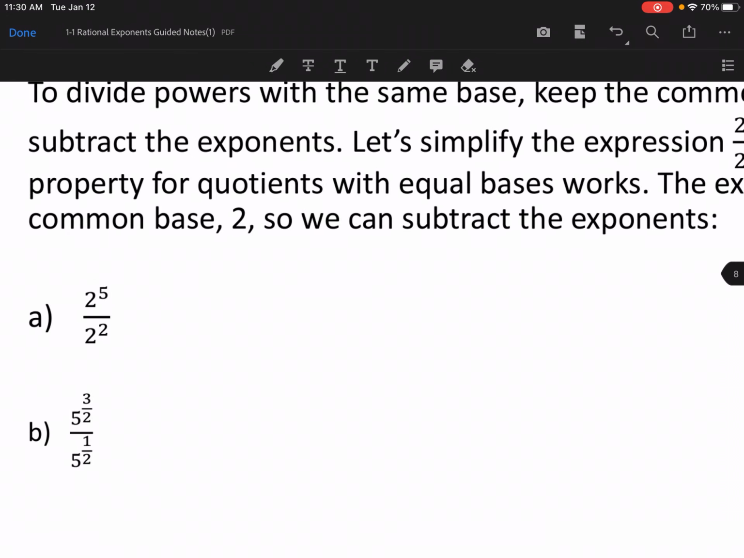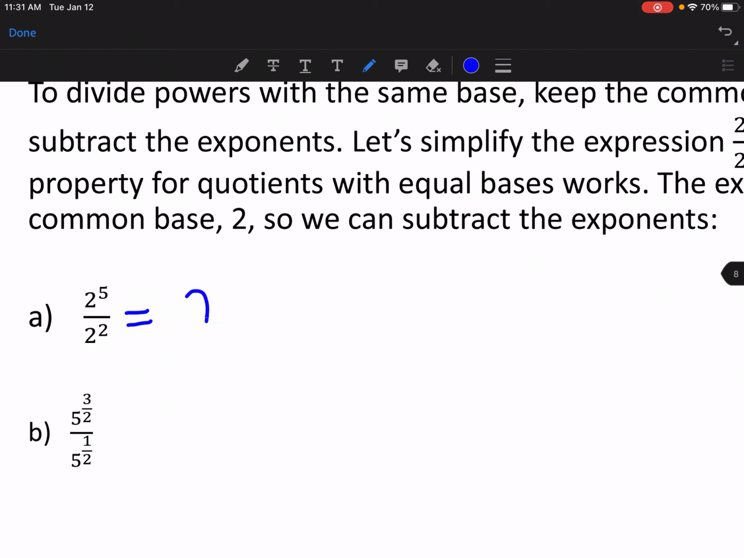So here is my letter A. If I have 2 to the 5th over 2 to the second, then we're going to say this is 2 to the 5 minus 2. 5 minus 2 is 3, so this is 2 to the 3rd. And 2 times 2 times 2, to the 3rd power, I multiplied 2 3 times, and that gives me 8.